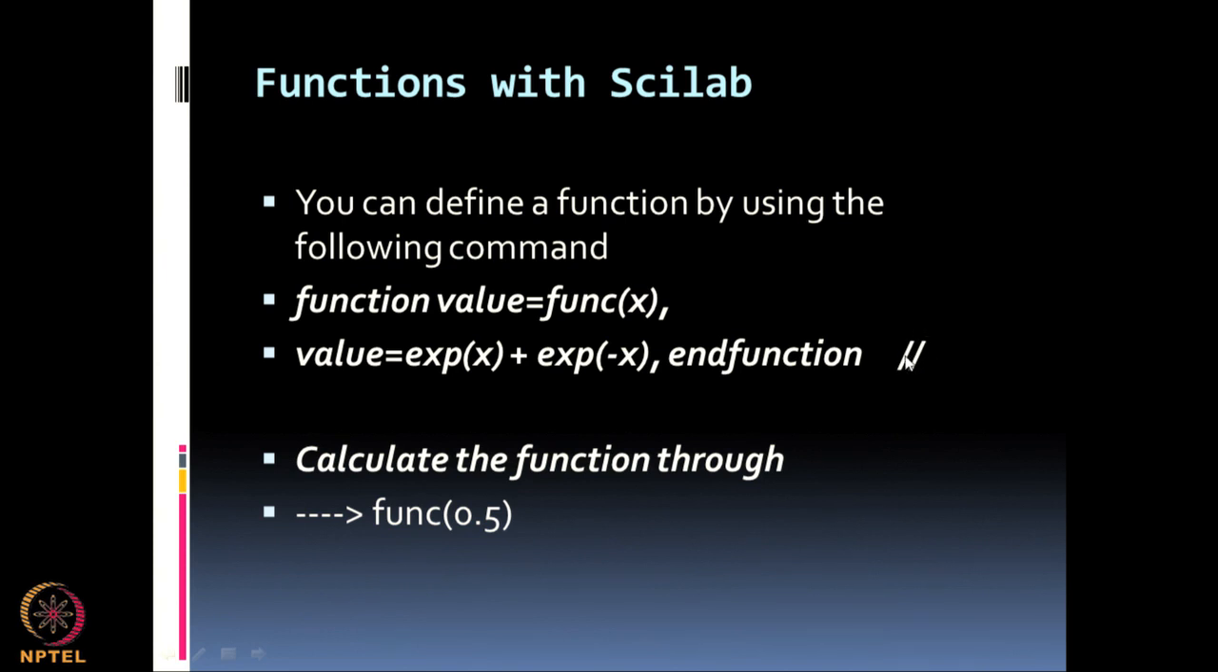Whatever follows after the double slash is a comment. Now, we notice that in the function from the beginning, function, up to the end function, there are many statements and they are separated by commas, not semicolons. So, this is how I define a function, and once I define a function, I can calculate the value of that function at any value of x. X could be any value. This is how I will calculate the function in the rest of the Scilab operation.